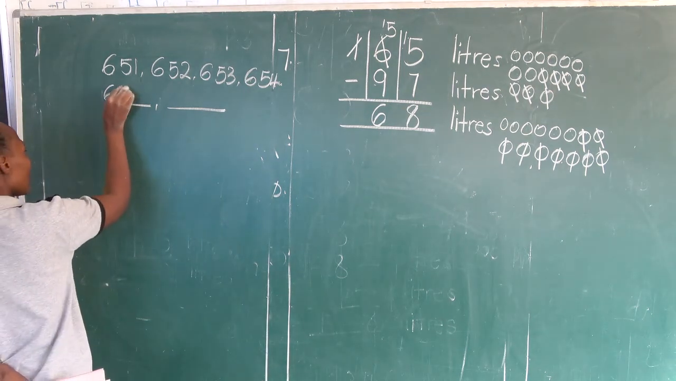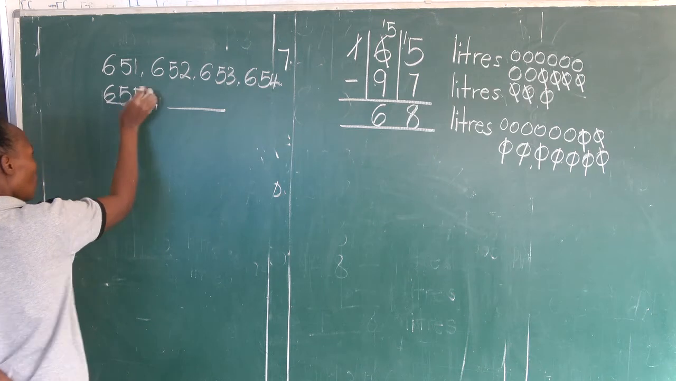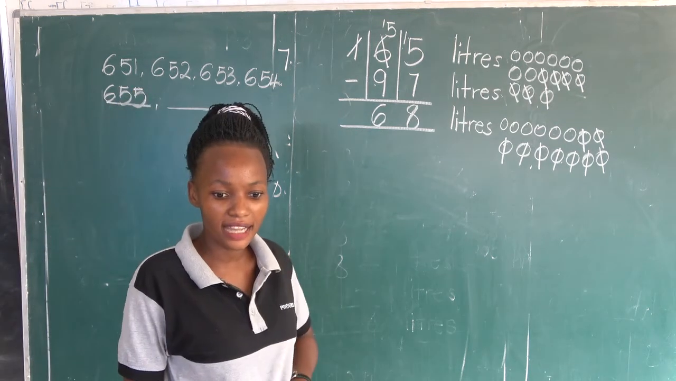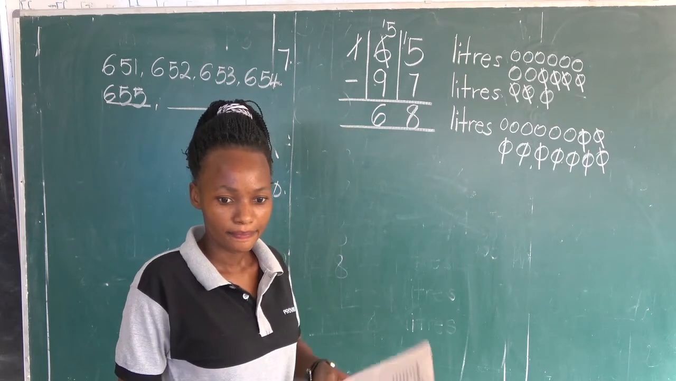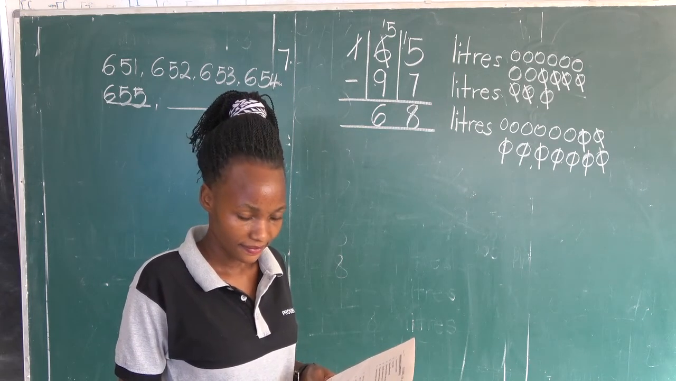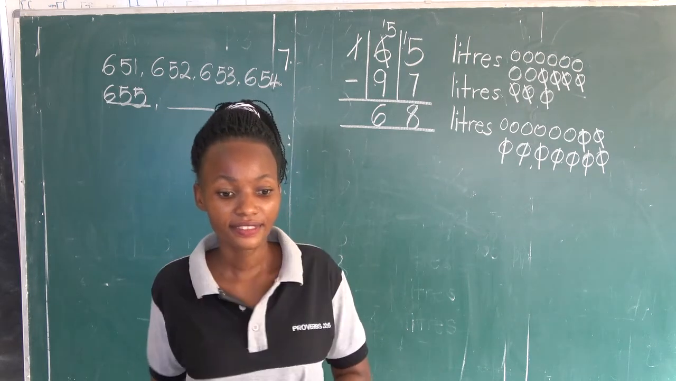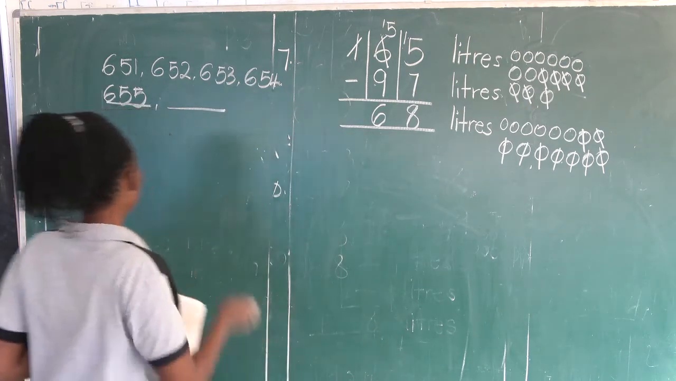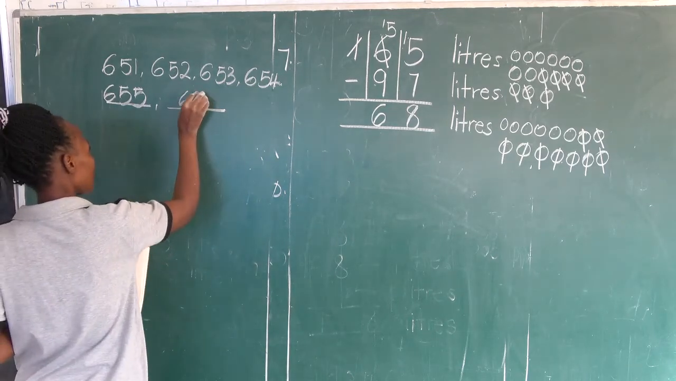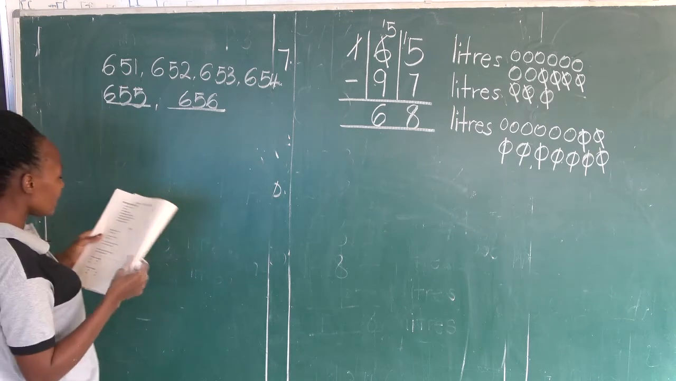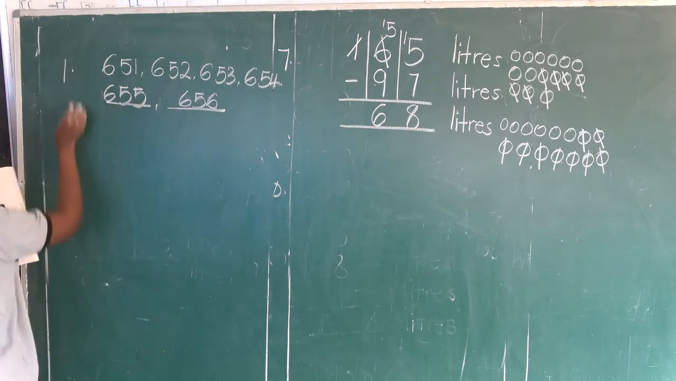$655, thank you. Okay, the next number after 655, Shanika. $656, thank you. Okay, number 2, still filling the missing numbers.